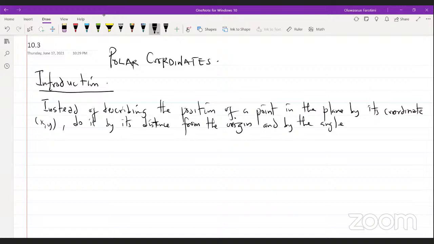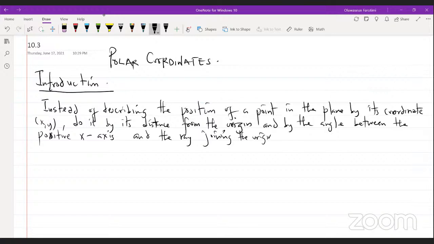We can also use the angle between the positive x-axis and the ray joining the origin, again, we can use the word pole if we don't want to use origin, and that point.